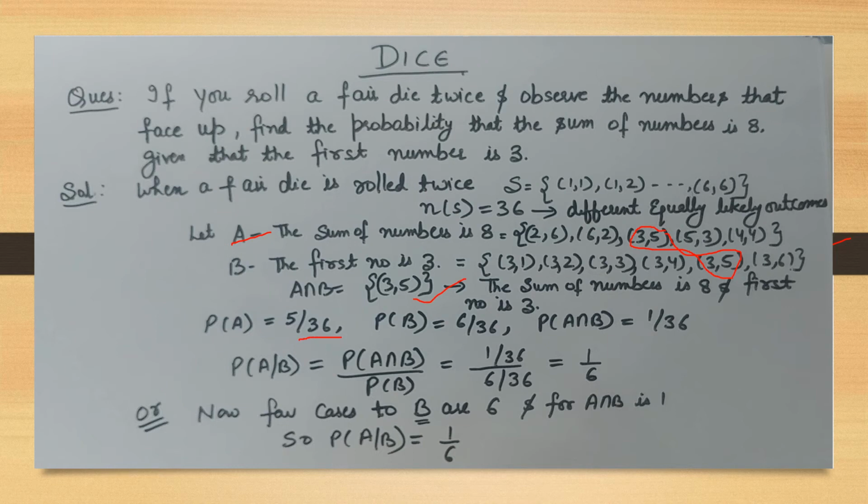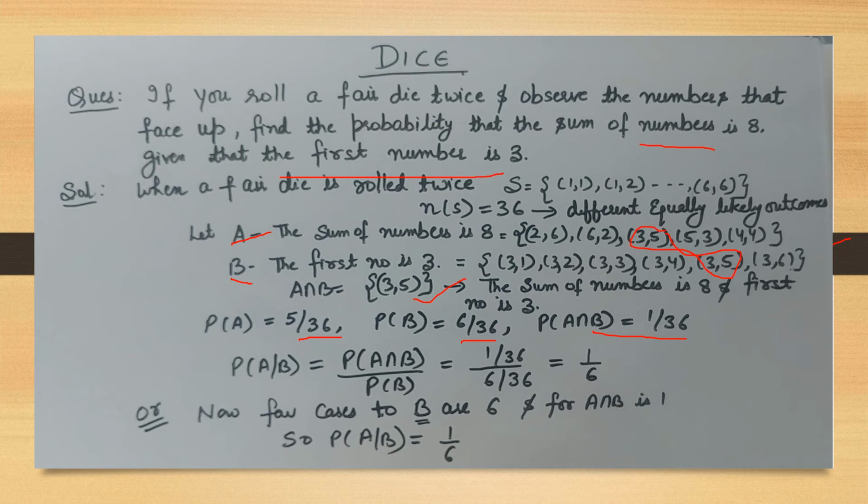This is the case of simple probability. And the probability of B: how many cases are there? 6, so 6 by 36. And the probability of the intersection: favorable is 1 and total is 36, so it is 1 by 36. Now I need to find that the sum of numbers is 8 given that the first number is 3. That means I have to find the probability of event A when B has already occurred. So it is now the case of conditional probability.